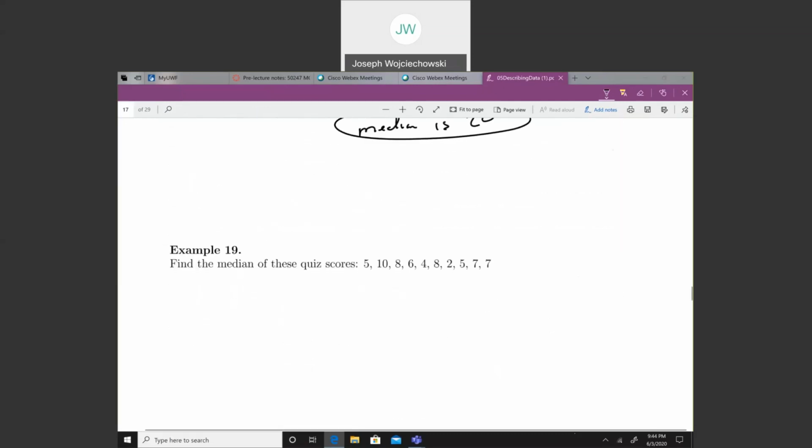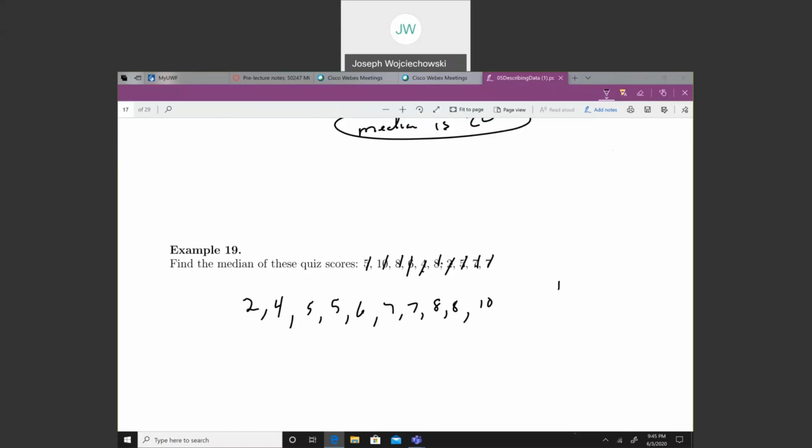So now we have to find the median of these quiz scores. So first we need to list it, and let's list it from lowest to highest. I see a 2 here. I see a 4. I see 2 5s. I see 1 6. 2 7s. 2 8s. And a 10. I have 1, 2, 3, 4, 5, 6, 7, 8, 9, 10 data points.